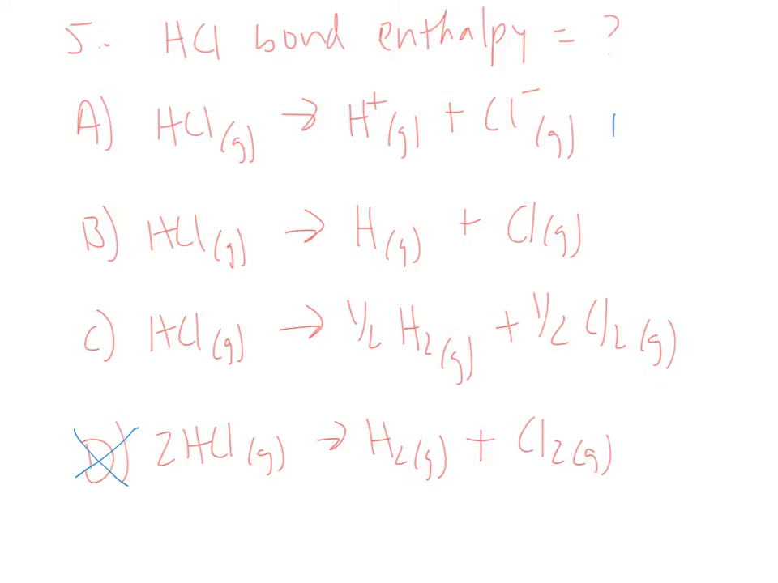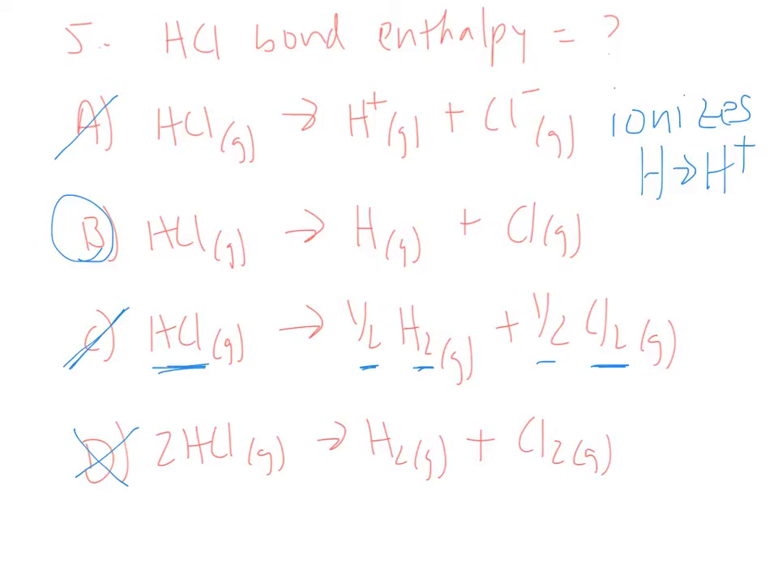In the first one, I'm ionizing hydrogen to H+, and that's going to require energy, so this is not going to be a net value equal to HCl. In B, H plus Cl, there's no new bonds there, there's no ionization, there's no phase change, so this seems to be our best answer. Whereas C, I am forming a new H2 and Cl2, and even though I'm only taking half those values, that's still going to not give me a net HCl value. It's going to subtract from that value. So B would be my best choice.